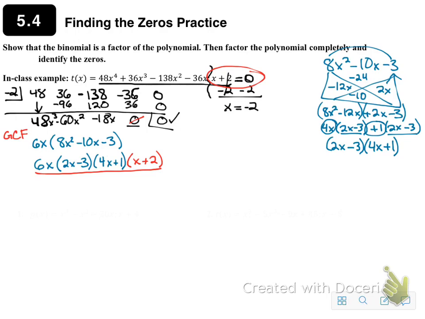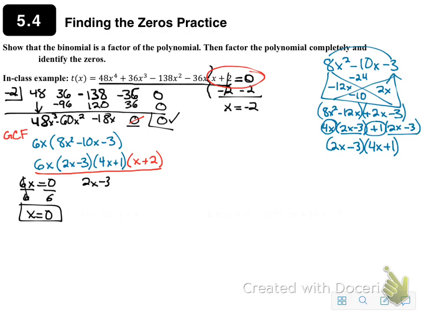Then, the very last thing we have to do is identify the zeros. And all that means is you take each factor, the 6x, the 2x minus 3, the 4x plus 1, and the x plus 2, individually, set them equal to 0, and solve for x. That will give you your final answer. So, I'm going to do that now. 6x equal to 0. If you want to solve for x, you divide by 6. Well, x still equals 0. That's one of our answers.